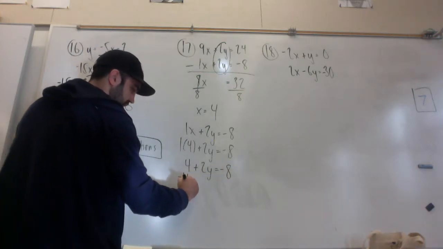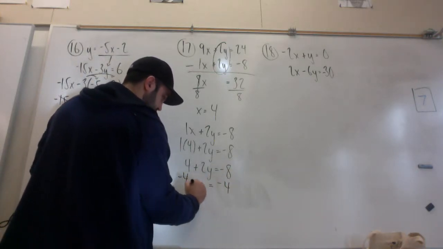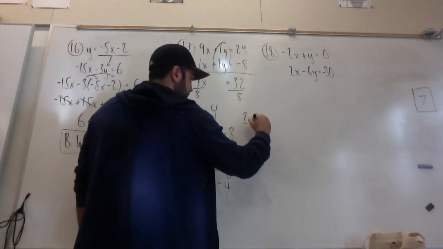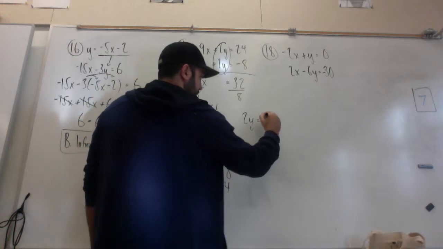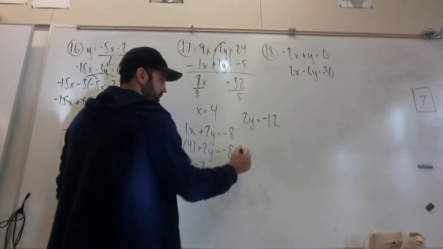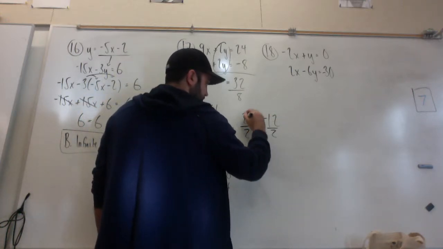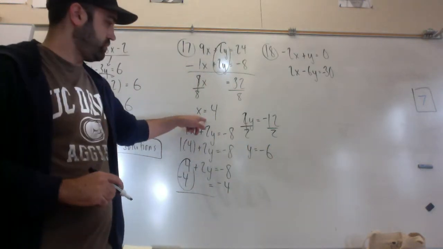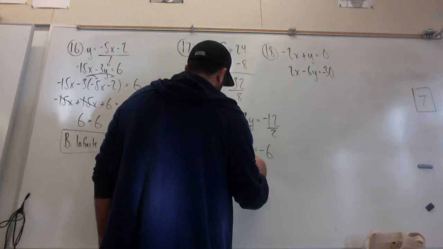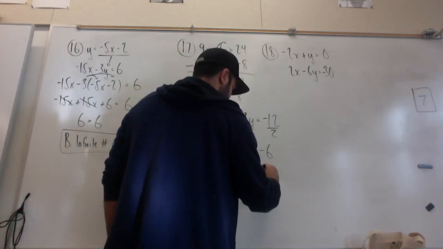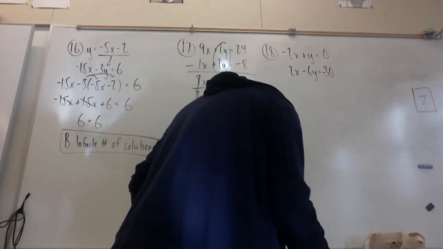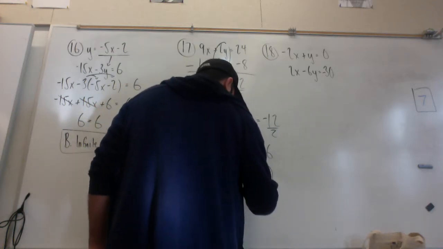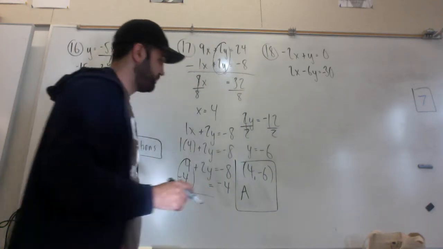I now need to subtract 4 from both sides, giving me 2y equals negative 12, because negative 8 minus 4 is negative 12. Last step, divide by 2, we get y is negative 6. So x is 4, y is negative 6, so the answer would be 4, negative 6, the point, which would be the answer A. So A is our answer.